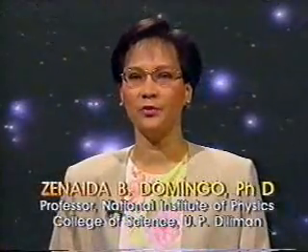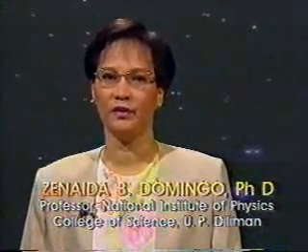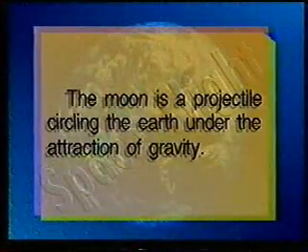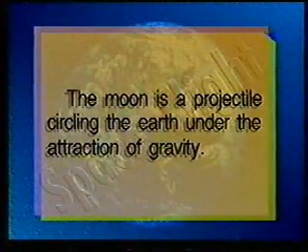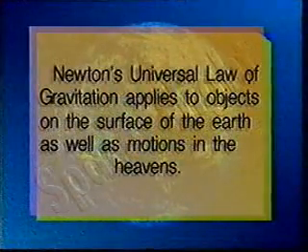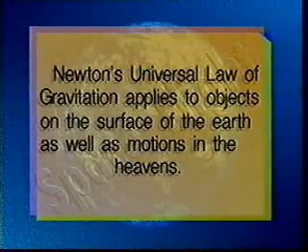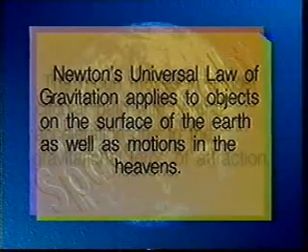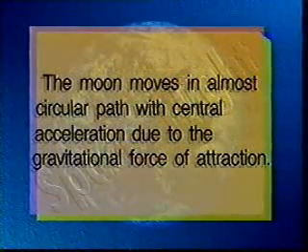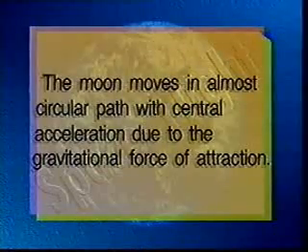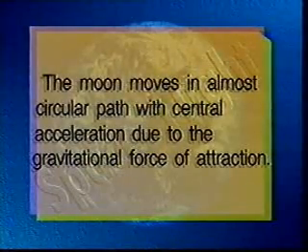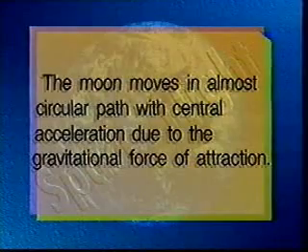In our previous episode, we talked about circular motion. We learned that the moon is a projectile circling the Earth under the action of gravity. We learned that Newton's universal law of gravitation applies to objects on the surface of the Earth as well as to the stars and planets in the heavens. We mentioned that the moon moves in an almost circular path with central acceleration. The gravitational force of interaction between the Earth and the moon is of the same nature as the weight.